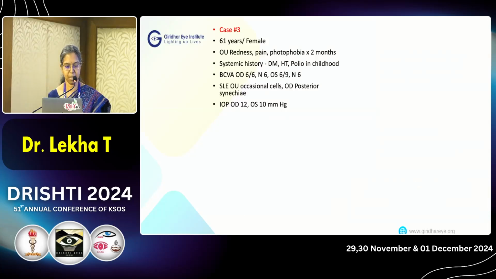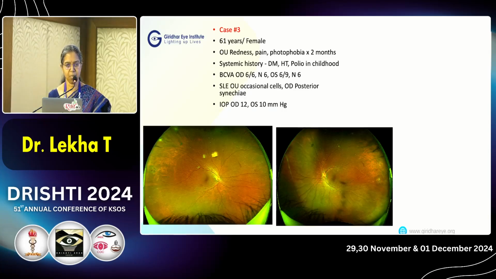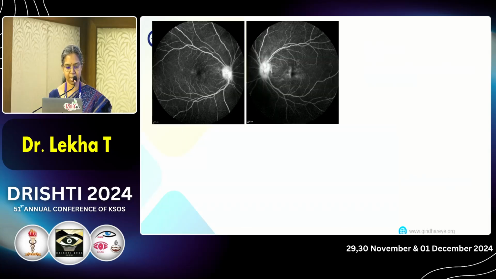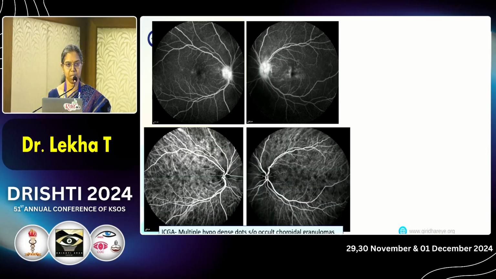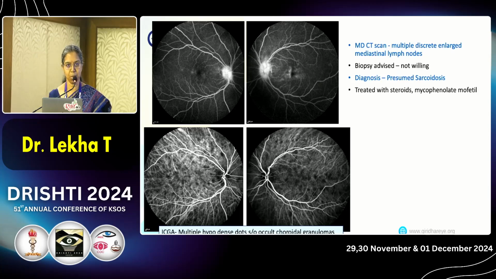This is a 61-year-old lady who was referred to us by the rheumatologist, and she had only mild anterior uveitis with occasional cells. Fundus was also grossly normal, but her blood reports showed that ACE was raised and Mantoux was negative. So we decided to go ahead with dual DFA and ICGA. DFA showed hot disc and perifoveal leaks, whereas ICGA showed multiple hypodense lesions suggestive of occult choroidal granulomas. Further workup led us to a diagnosis of sarcoidosis, and she could be stabilized with immunosuppressive therapy.